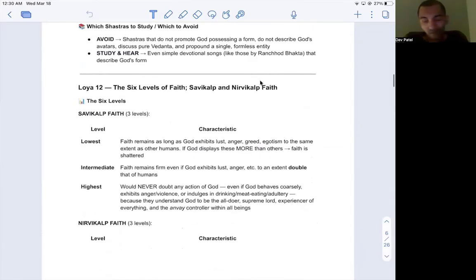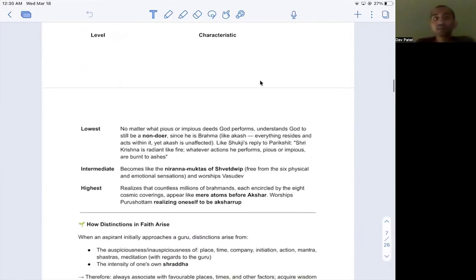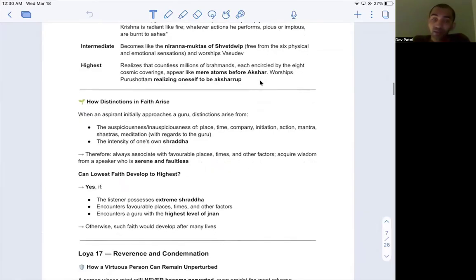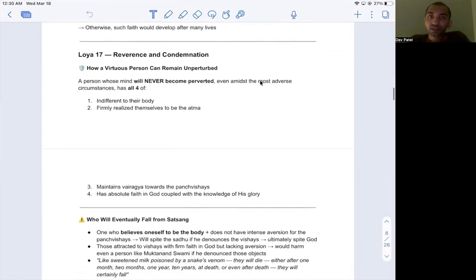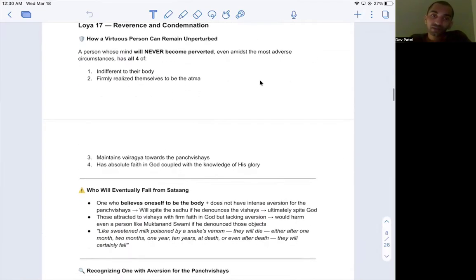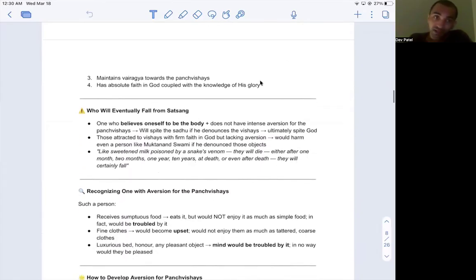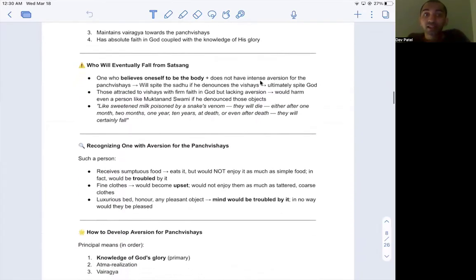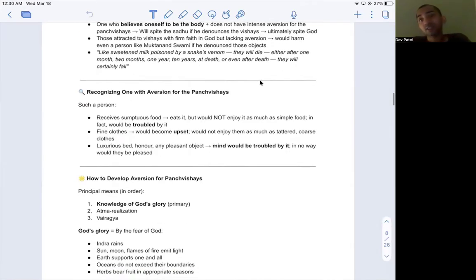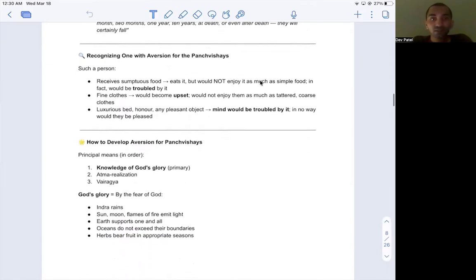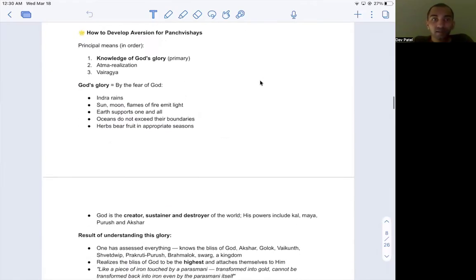So at 12, six levels of faith: lowest, intermediate, highest. And even if someone doesn't have this, that lowest level of faith can develop into the highest if a listener listens with intense shraddha, reverence, and conviction. You can think, oh, a fallen person will fall from Satsang, believing oneself to be the body. And that person may have aversion for the vishays, but you can develop it, and you can recognize him by the fact that they will become troubled and extremely upset if they were to engage in these pleasurable things. But to develop aversion for those is to understand God's glory, realization.